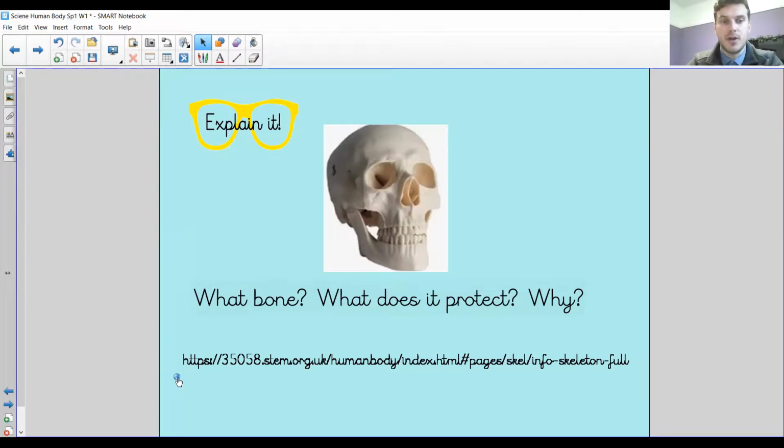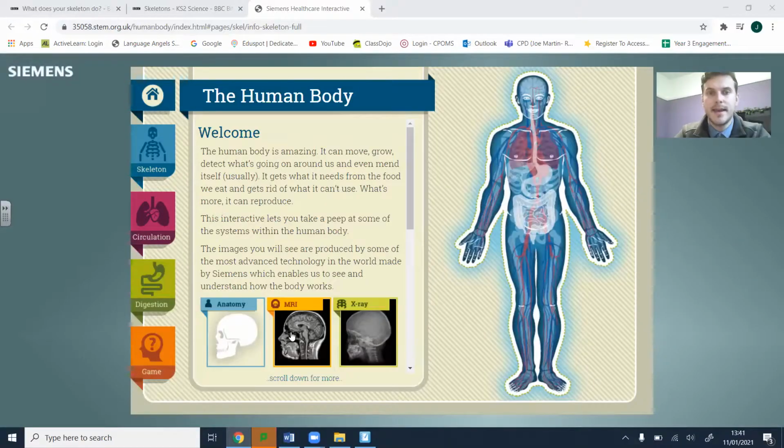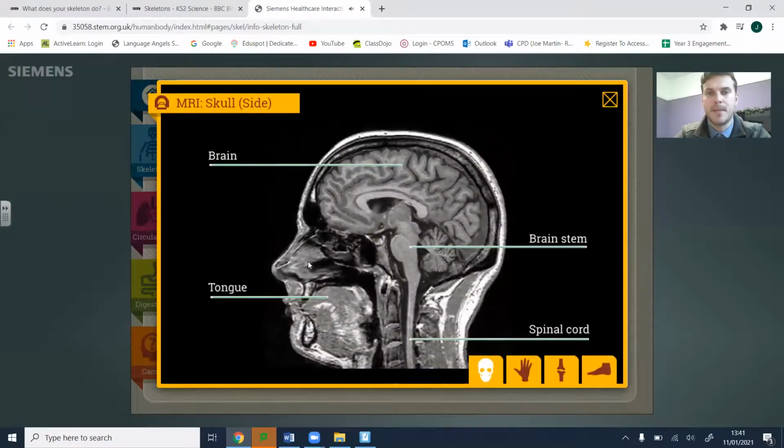Now, I just want to show you this as well. It gives you a nice visual picture. This white outline is our skull, okay? It's a really hard bone. And inside, you can see our brain. So it's quite close to the surface, but this bone is really, really strong and it protects the brain and everything that's inside our head. Really important bone.